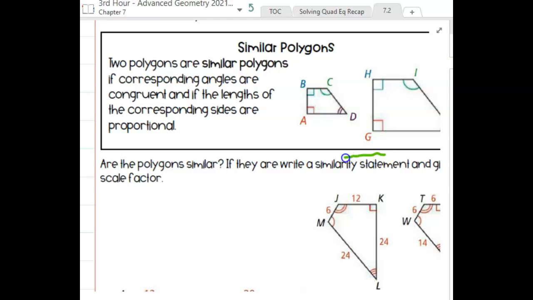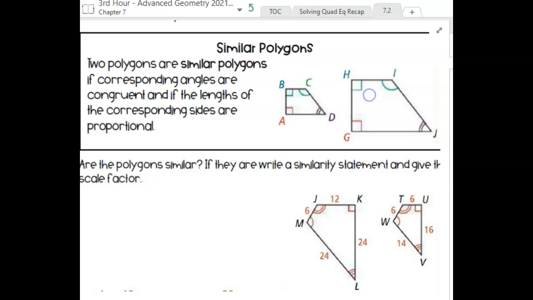Okay? So if I were to look at these two polygons here, one thing you're going to have to do today is to write what's called a similarity statement. And we've done this a little bit with congruent figures, where if I said that this figure is congruent to this figure, same thing except it's going to have this similar symbol instead of the congruent symbol.